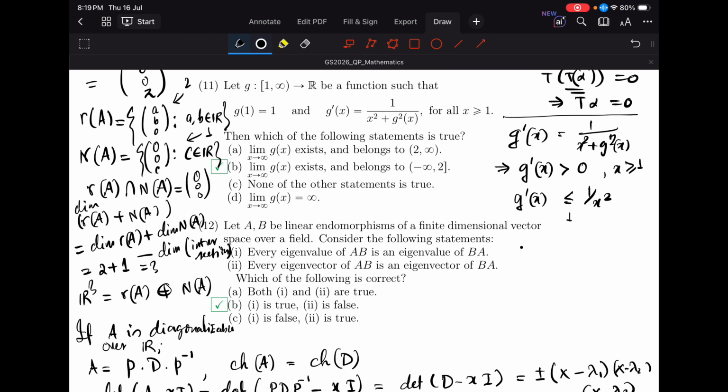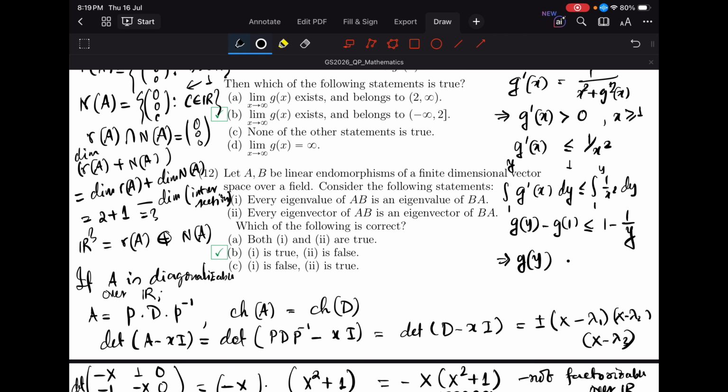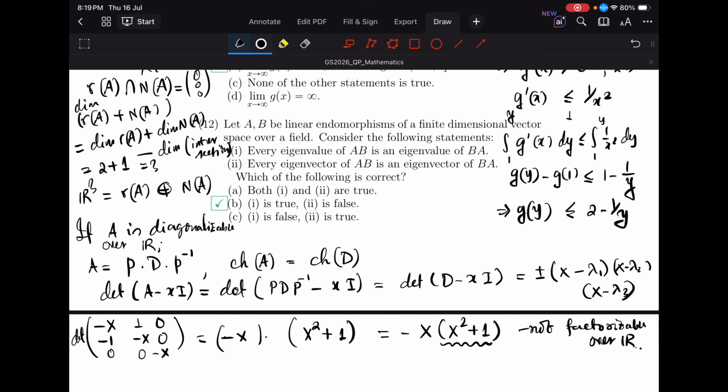Now from that you have that g prime of x. If you take the integration from 1 to y dy, it is less than or equal to 1 by x square integration 1 to y dy, which will give you g(y) minus g(1), and g(1) is 1, it is given in the question, which is 1 minus 1 by y. So this will give you g(y) is less than or equal to 2 minus 1 by y, because g(1) is 1. So 2 minus 1 by y is less than or equal to 2, when y is greater than or equal to 1. Okay, so this is the observation.